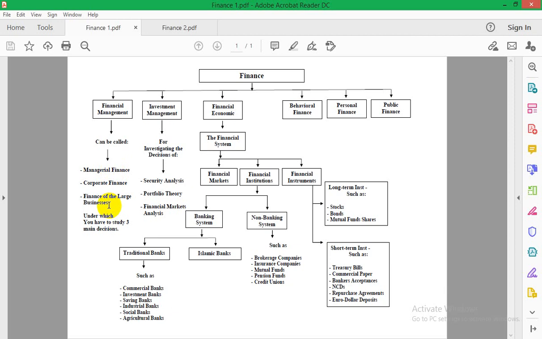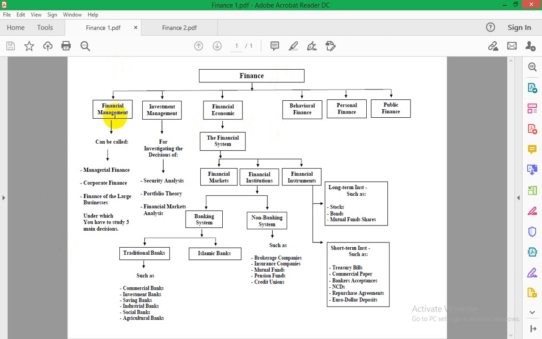So if you want to know what is the meaning of financial management, you have to study how the large corporations, how the multinational corporations can easily manage or run their own properties. This is the meaning of financial management. And under the title of financial management, you have to study three basic or main decisions. Three main or basic decisions.